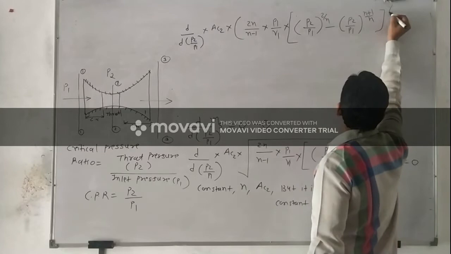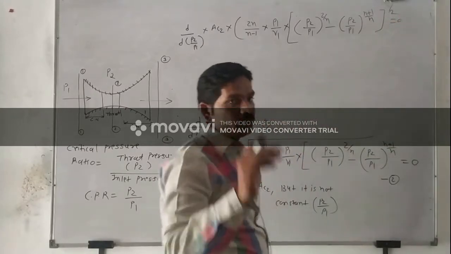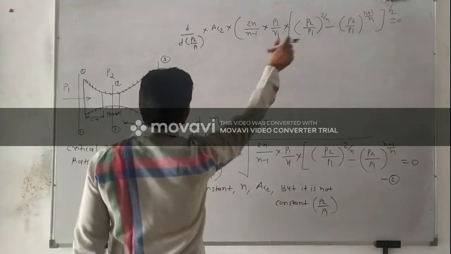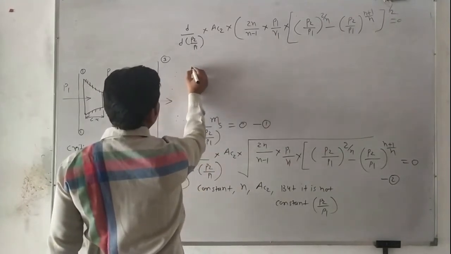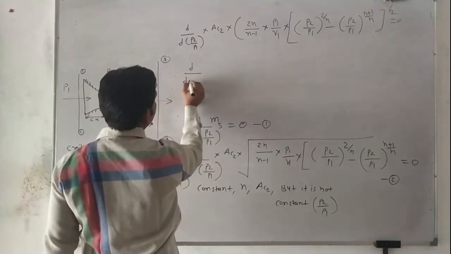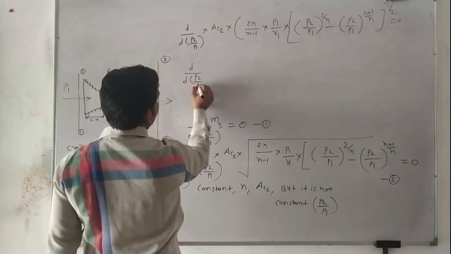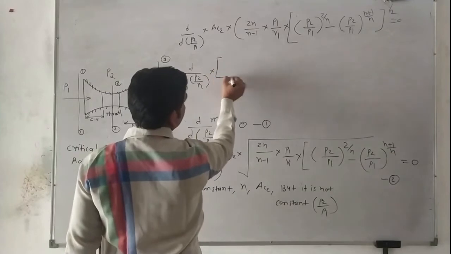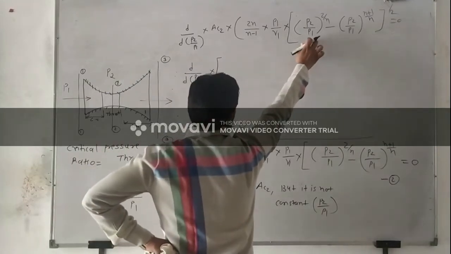And what is the value? The value is 1 by 2. Under root value is 1 by 2. Okay. So see, these are the constant terms. What is remaining here? Remaining is d by differentiate P2 upon P1 into only this term will be here.